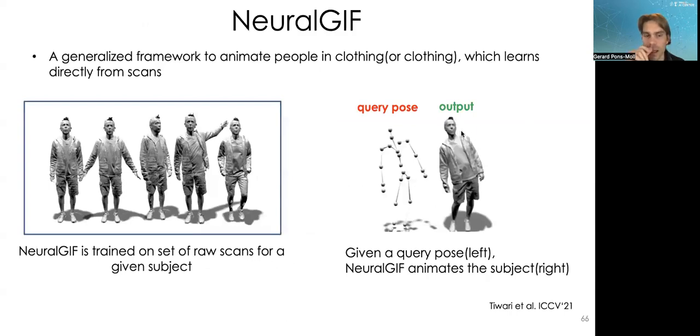So first, at a higher level, the main goal here was to train directly from scans and to obtain a neural implicit surface which could be posed with a skeleton pose. So the input would be a skeleton pose and the output would be the neural surface, including all the clothing details. This model is not generalizing across subjects. It's a subject-specific model, but it can produce this level of fine-grained details.